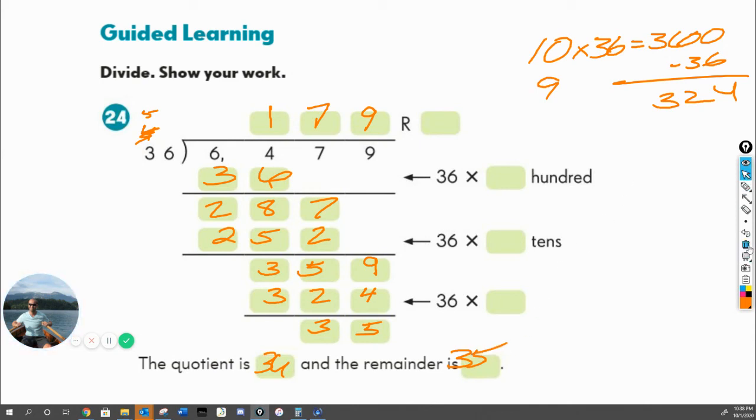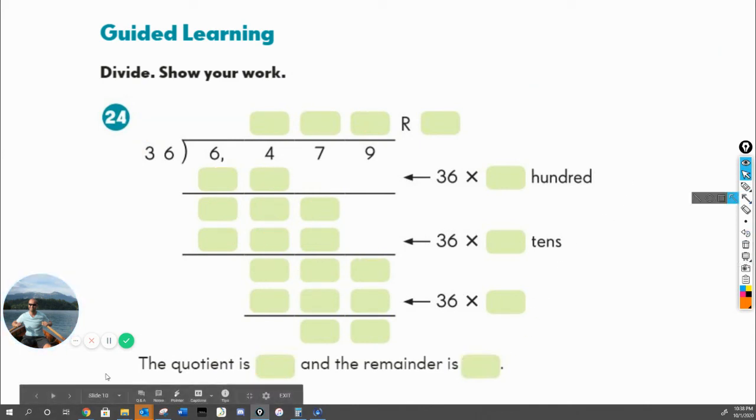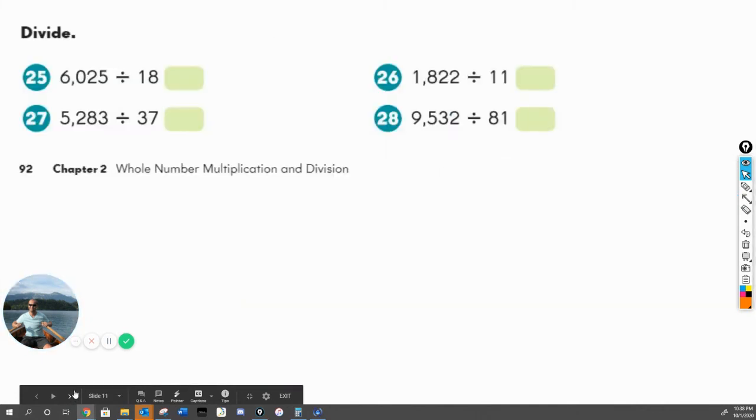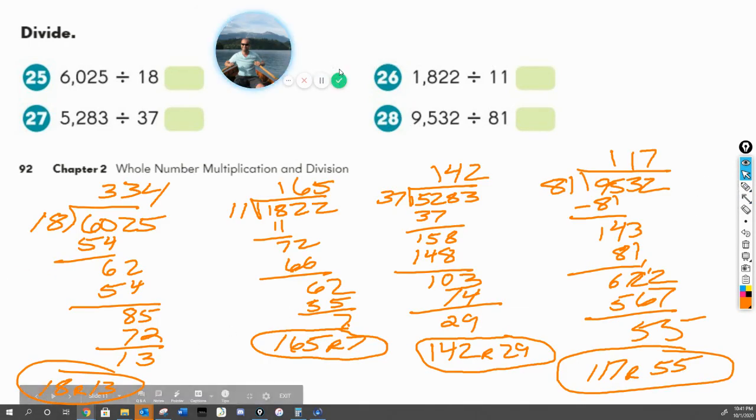I'm guessing the next page has practice. So, chop, chop. Feel free to use the grid paper if you like. That might be what I do. Pause and complete. Look at all that popping up on your screen. Compare my work to yours.